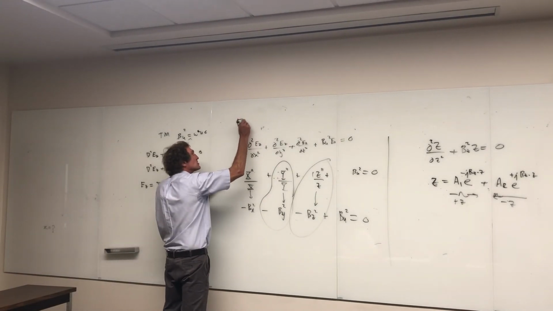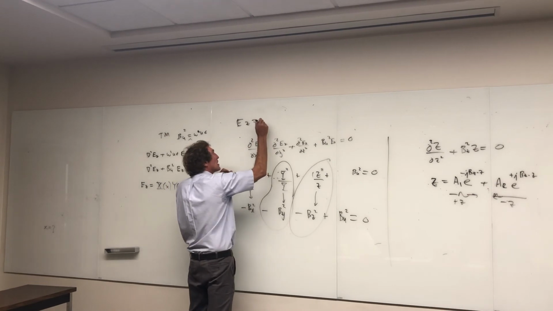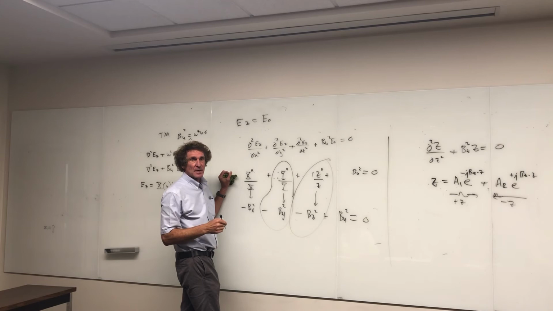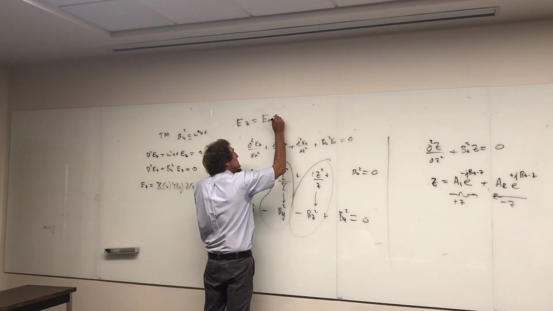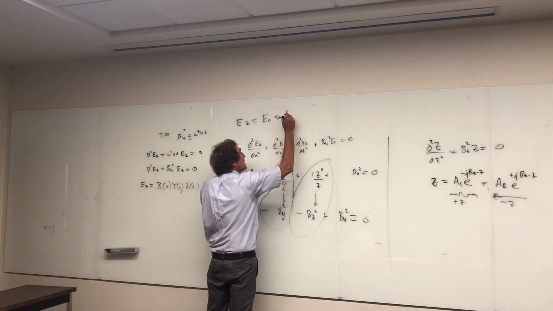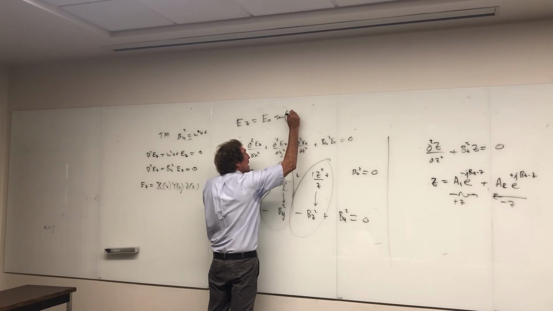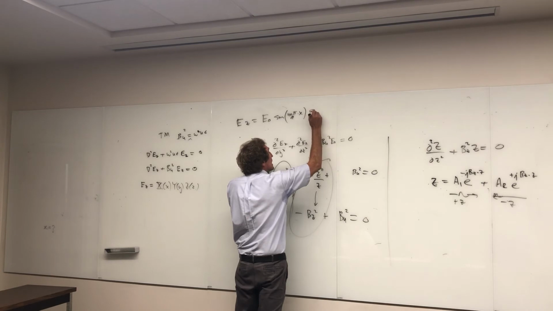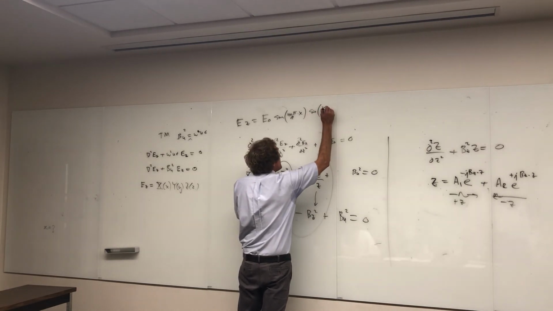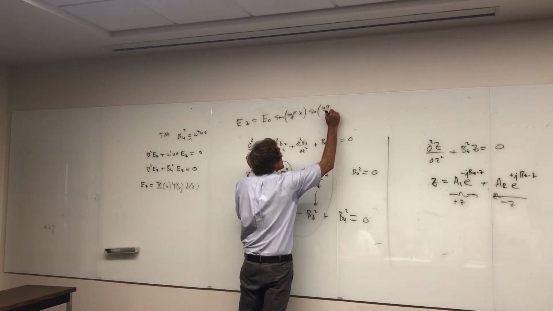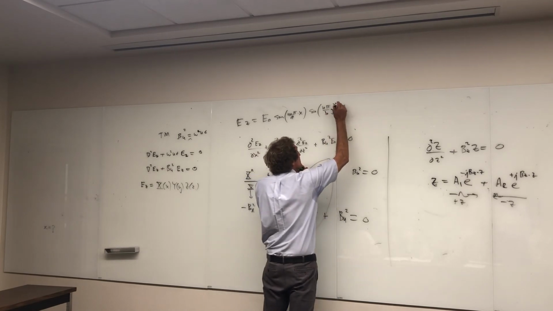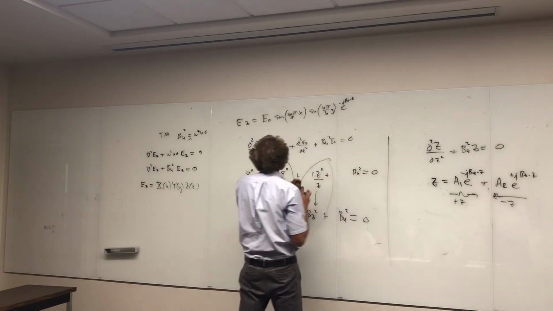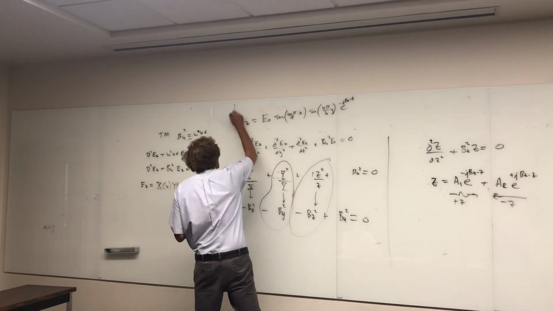This is our solution. EZ generally is going to be some constant. In the book, they call it E naught. It's literally the maximum magnitude of E. And it's going to be times the sine of m pi over a times x, times the sine of n pi over b times y, times e to the minus j beta z times z. And that's the E field in the z direction. Box it.